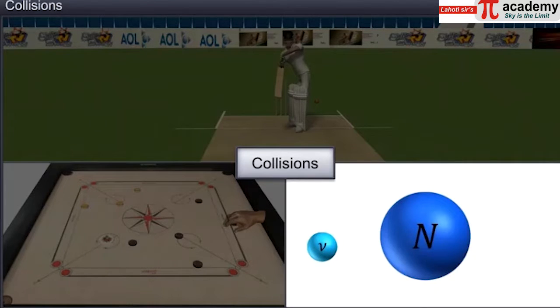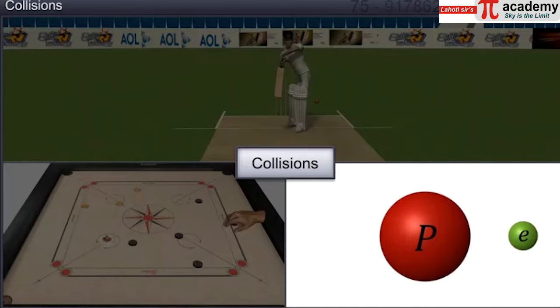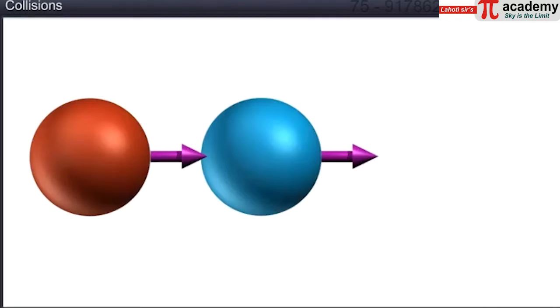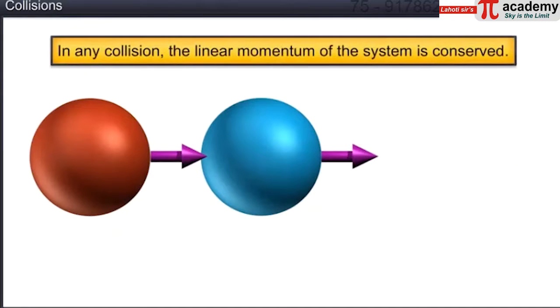For example, a subatomic particle called a neutrino collides with another subatomic particle, a neutron. The neutron disappears and one finds a proton and an electron as products of this collision. In any collision, the linear momentum of the system is conserved.